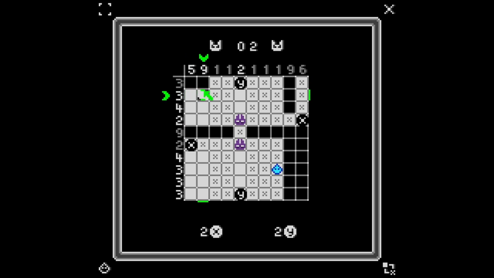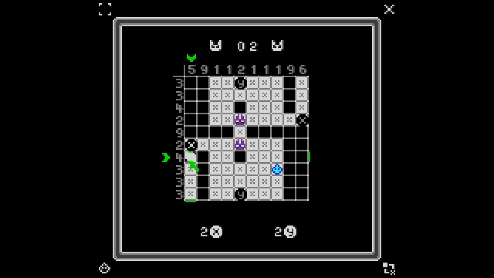See, this column has 9 walls. That means we must fill in here. It grays out this. We have to have a wall here. And these are gray, which means we must have a wall here. And the final one must be empty.